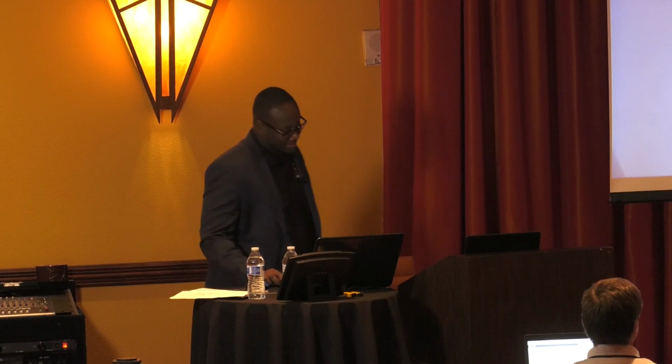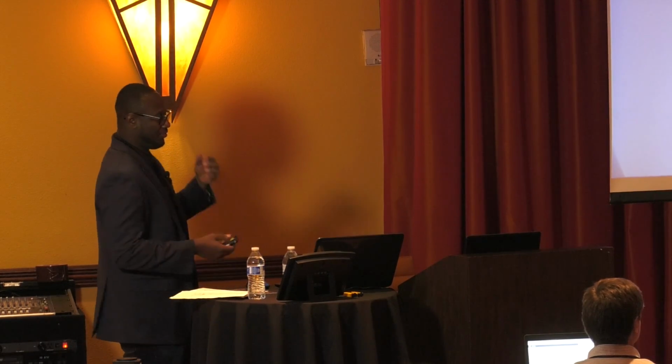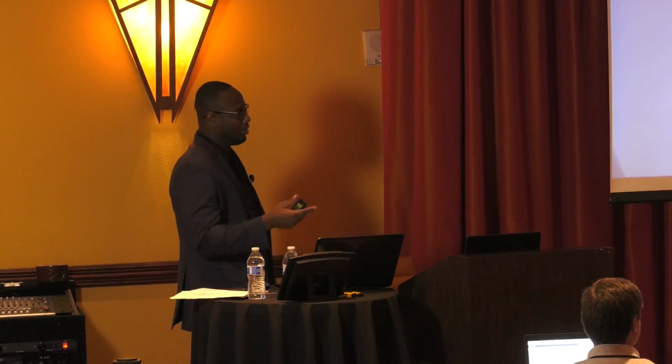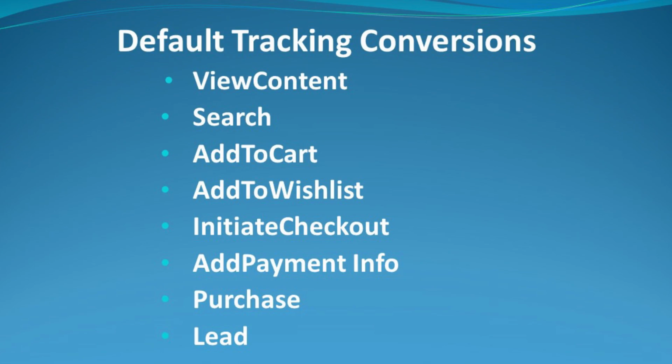So a pixel helper is a great asset because it makes sure that whatever objective you're going for, it will show up for you. Okay, so you identify the standard events like I just showed you. His event was page views when it's supposed to be conversions. So we'll move on. Tracking conversions: view content, search, add to cart, add to wish list, initiate checkout, add payment info, purchase, and lead.